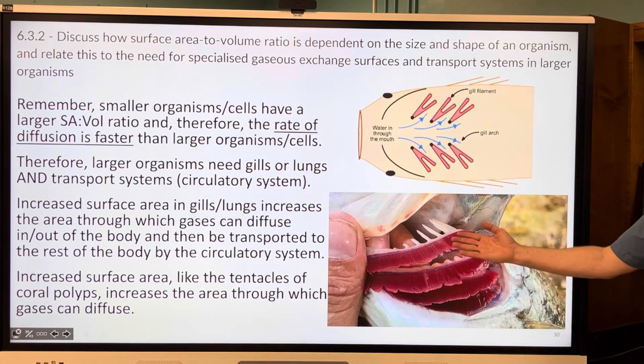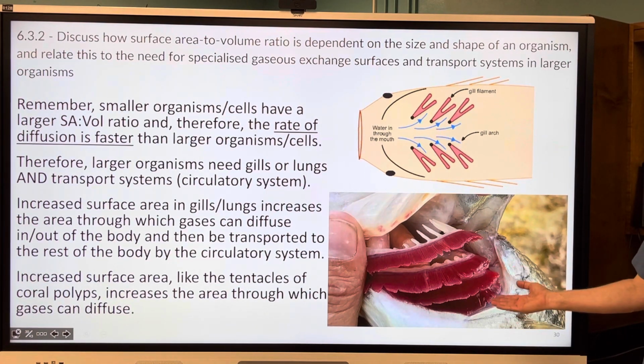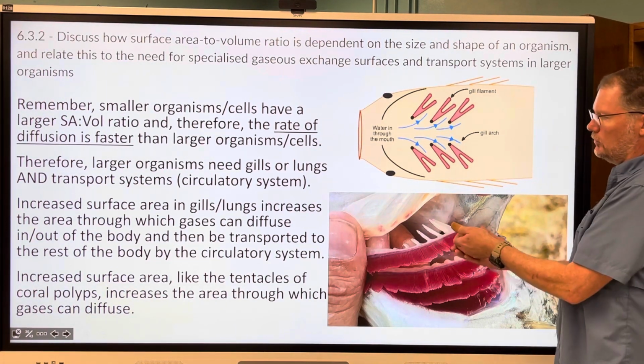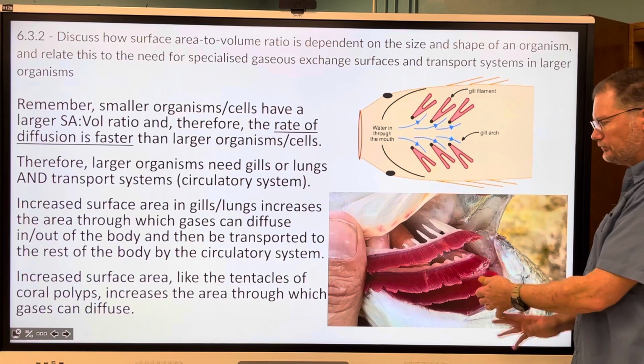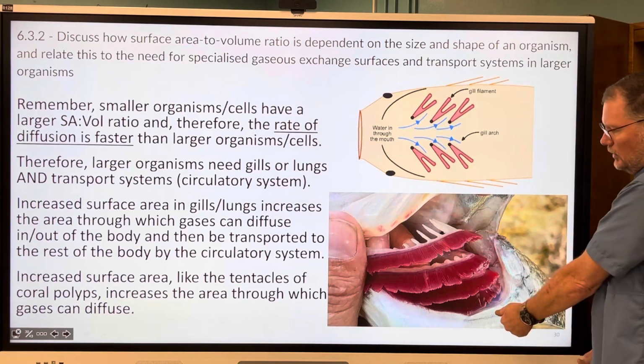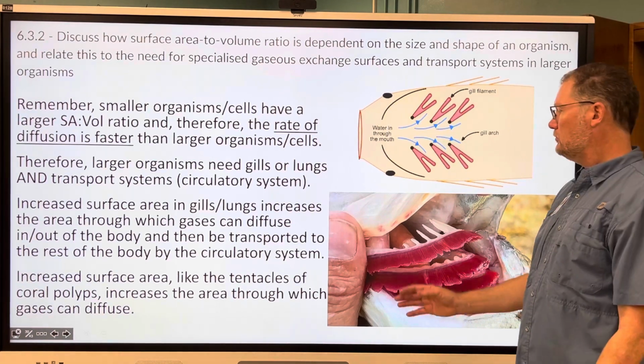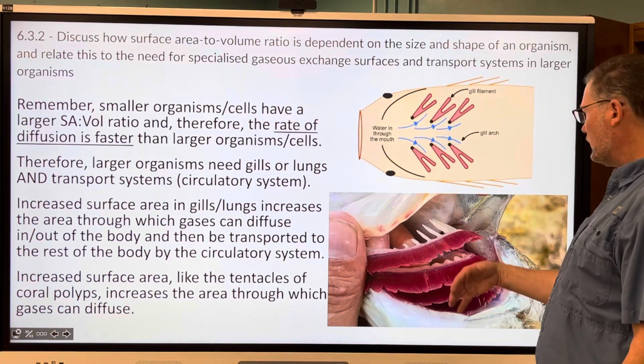This is not a dead fish. This is not a cut open fish. This is just holding a fish so that you can pull the gill cover up, the operculum, and expose the gills. And this is where they breathe. This fish would hopefully return back to the water again.